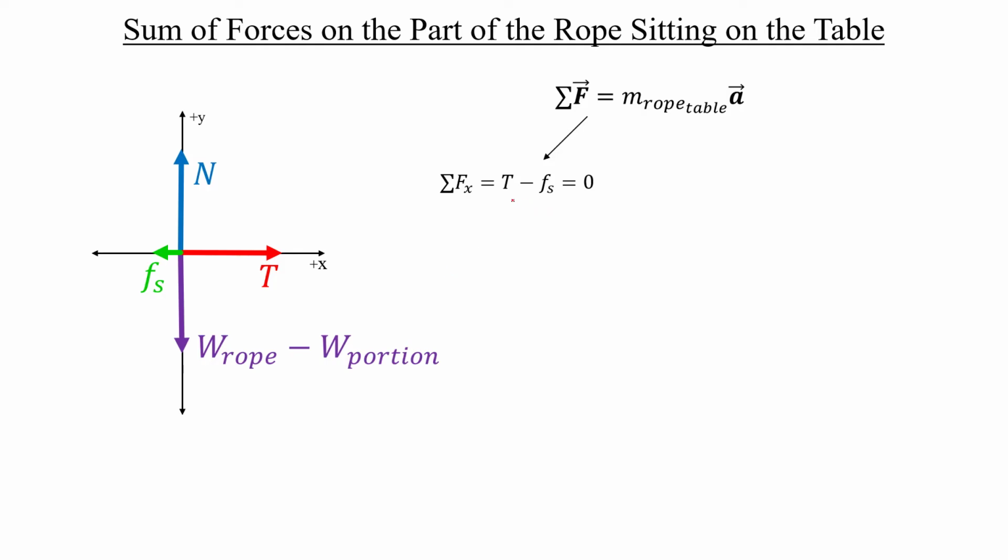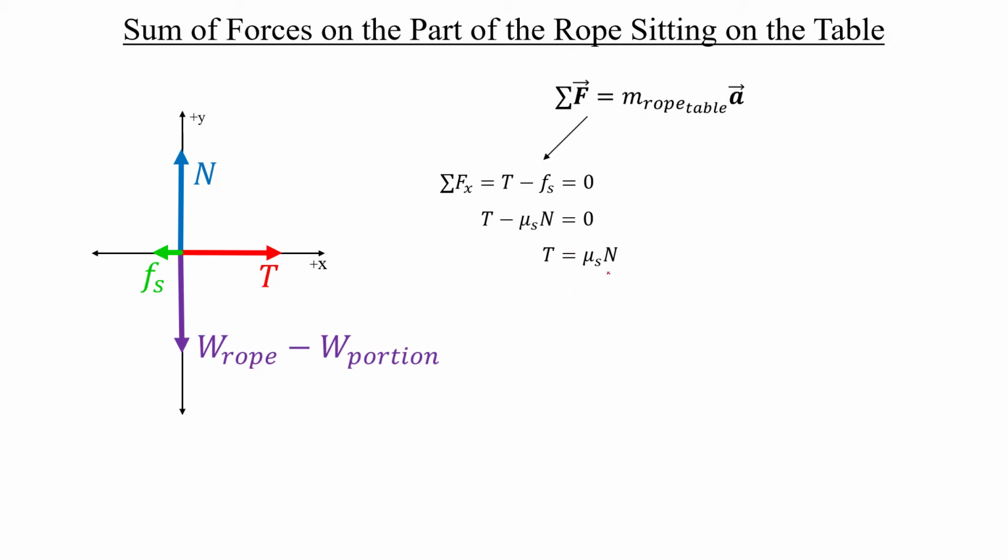The part of the rope that's still sitting on the table, it's not getting pulled off yet, right? It's still just sitting there. So the acceleration in the x direction is 0. And we can exchange this static frictional force for the expression that we're familiar with. It's not mu sub k n, but it's mu sub s n this time. And furthermore, we can take this quantity and move it to the other side. So now we have an expression for the tension in the rope.